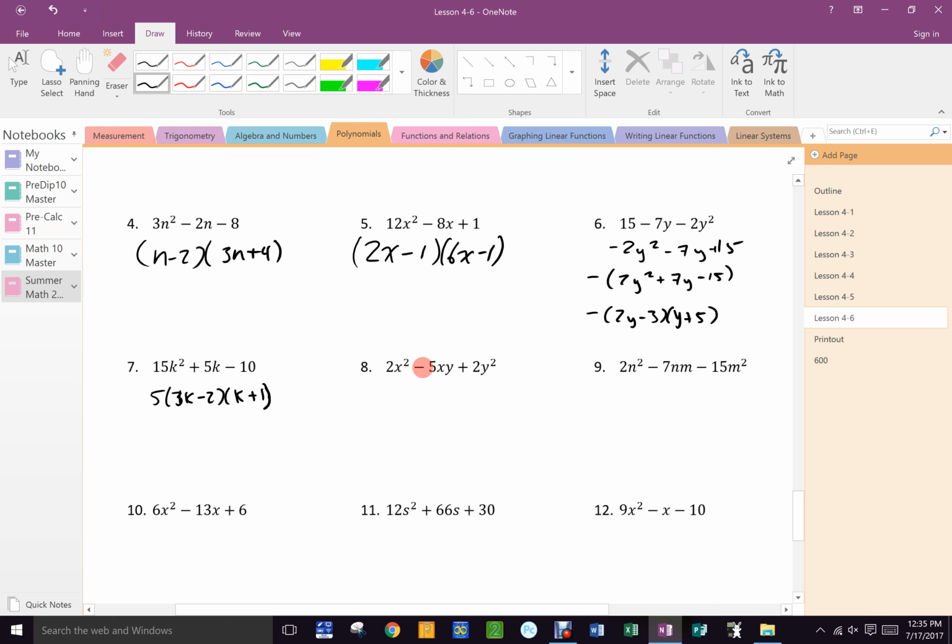Okay, 8 has a trick. What's weird about 8? There's 2 variables, right? So in all the rest of this, there was no other variable out here. So it just ended with 2 times 1 to get your answer, right? But here I need a y. So it must end with something y, something y.